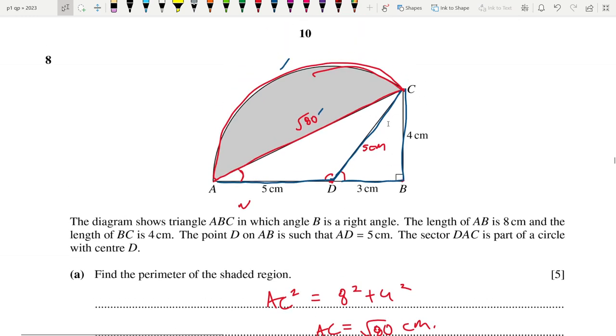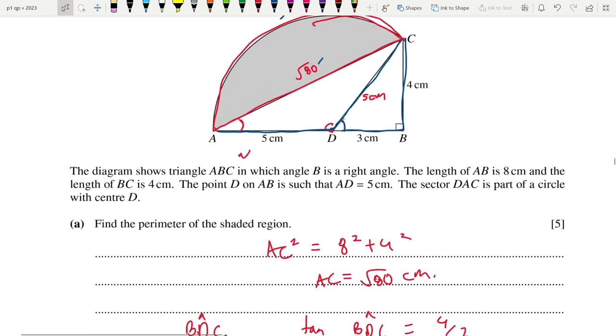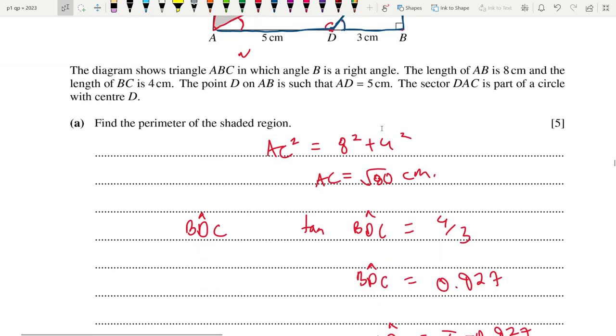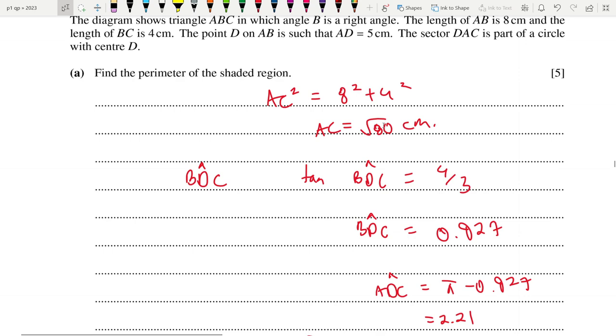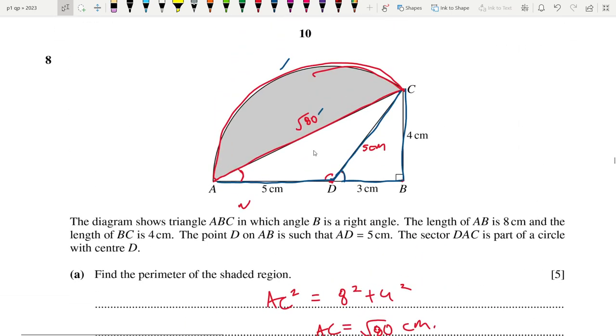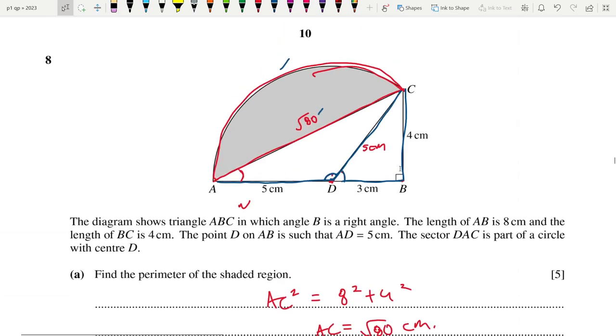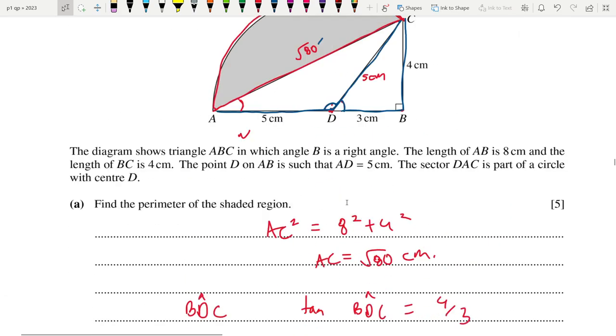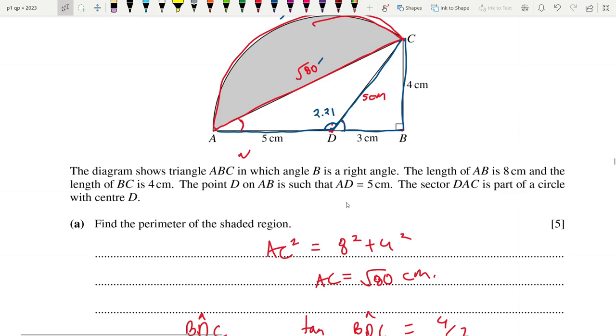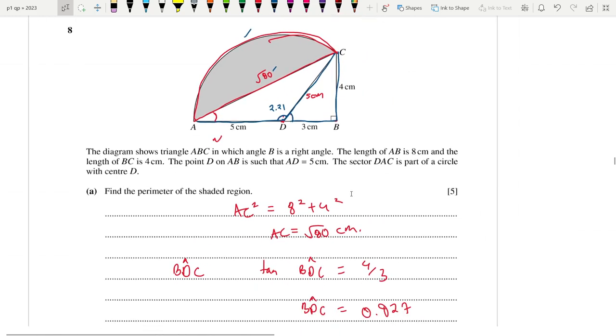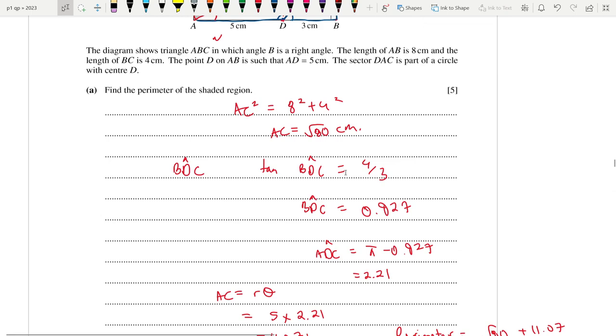So using trigonometry, we can find this angle over here, the blue one, which is angle BDC. Tan BDC equals opposite by adjacent, 4 by 3. So BDC is 0.927 radians. So what about angle ADC over here? It's going to be 180 minus that, or pi minus that, which is 2.21. I obviously use my calculator answers, because if you do not maintain precision here, your answer won't match. So please use your calculator answers, carry them forward.